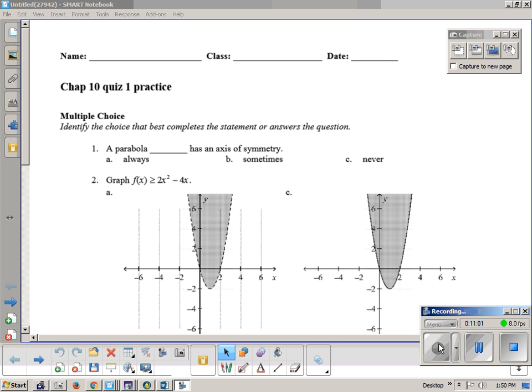Okay, so apparently I copied the wrong test. So this is starting over with your paper. So hopefully you realize I did the wrong one, wrong video. This is the right video, part of the video. So a parabola always has an axis of symmetry. I'm going to graph this one the same way. Is this the same question? Yeah. Okay, good. All right, so now we're going to come down here.